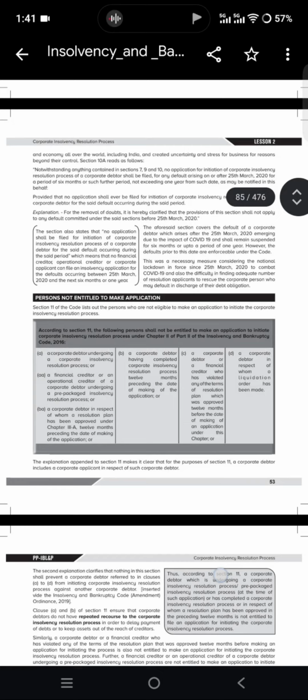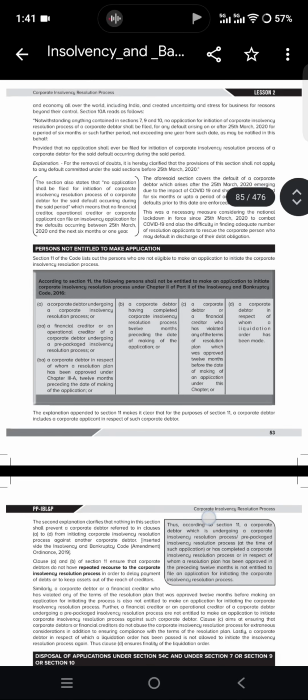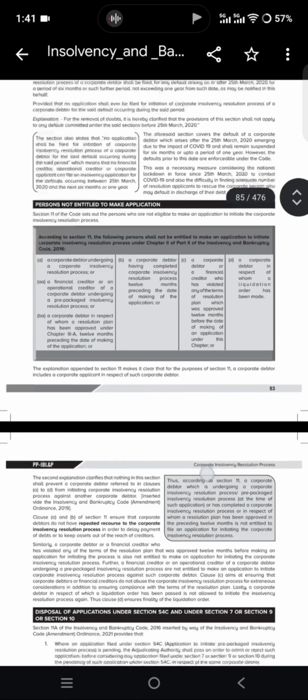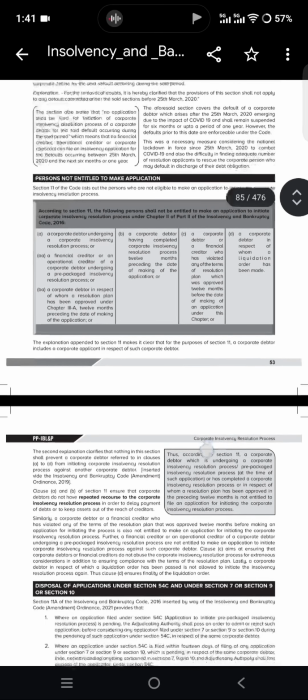Provided that no application shall ever be filed for initiation of CIRP of a corporate debtor for the said default occurring during the said period. Means even if I want to file after this date, it is still not allowed for the default that occurred in that period. For removal of doubt, it is clarified that the provisions of the section shall not apply to any default committed before 25 March 2020. Means if the default occurred before 25 March 2020, one can apply and initiate the CIRP for that.